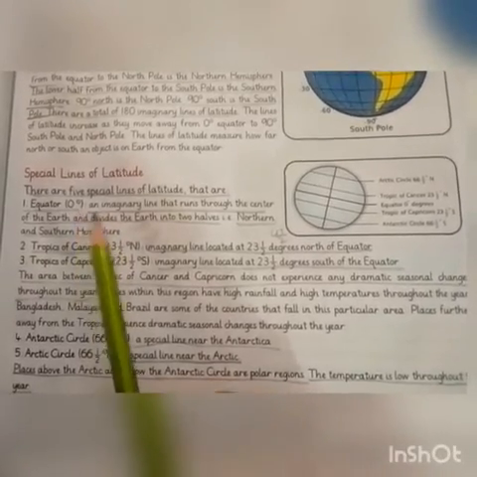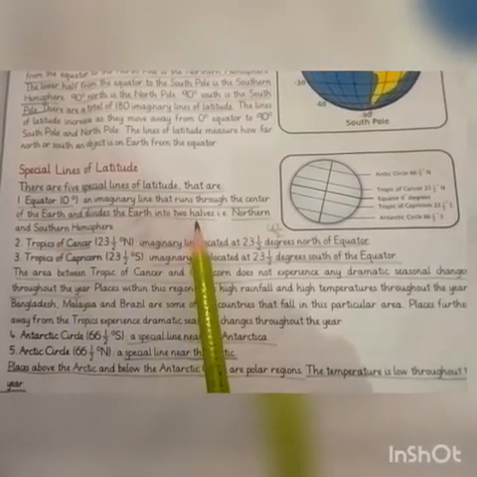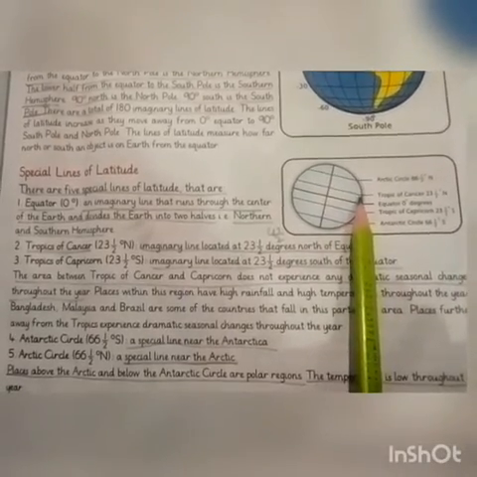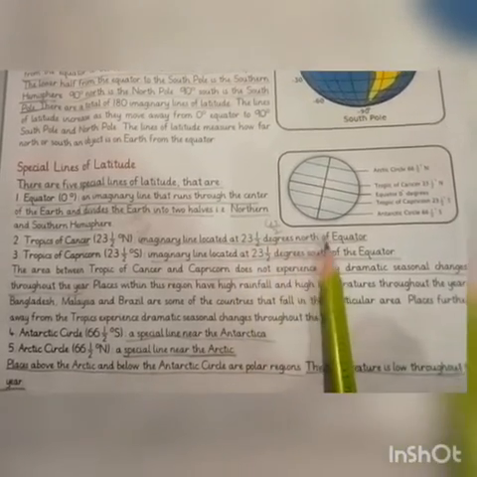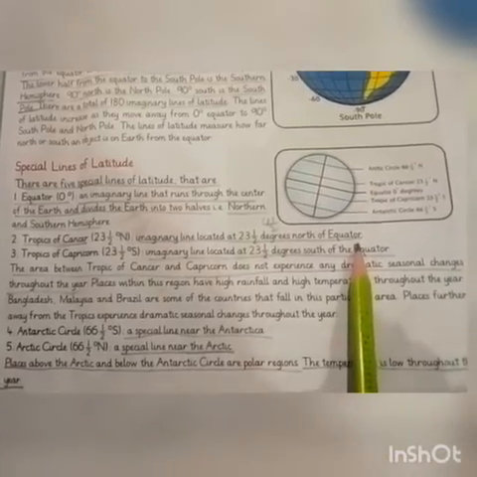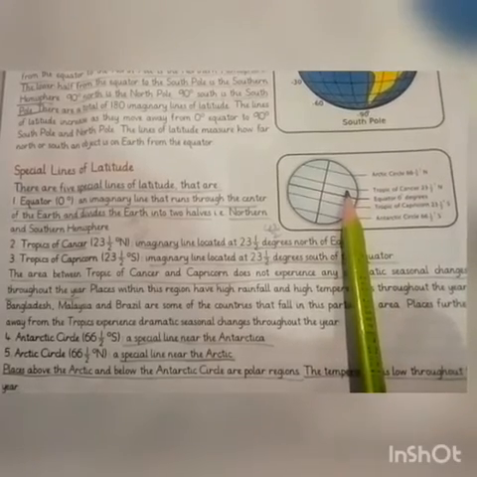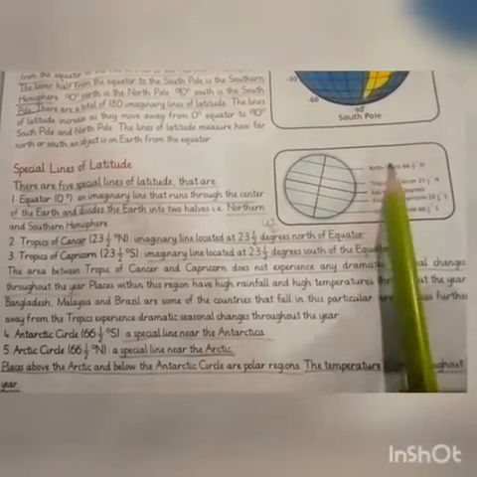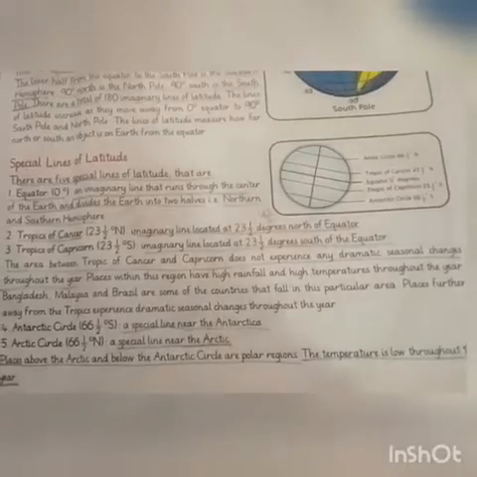Equator, 0 degrees, is an imaginary line that runs through the center of the earth and divides the earth into 2 halves. This is the equator, and this is the Tropic of Cancer, an imaginary line located at 23 and a half degrees north of the equator. This is the Tropic of Capricorn, and the upper one is the Tropic of Cancer. A special line near the Arctic is called the Arctic Circle, and near the Antarctic is the Antarctic Circle.